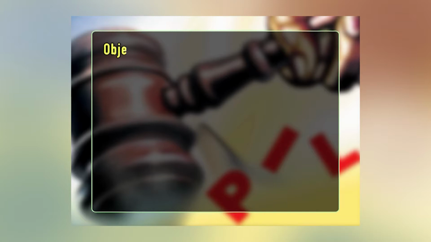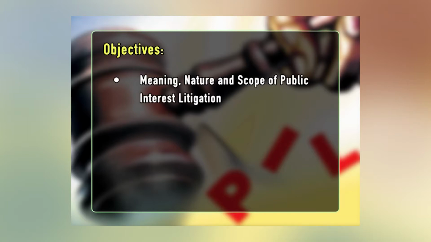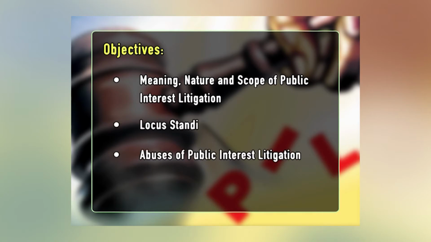Hello dear students, today we are going to discuss public interest litigation. Before going through this topic, first let's have a look at its objectives. First, the meaning, nature and scope of public interest litigation. Second, locus standi. Third, the abuses of public interest litigation. And fourth, to discuss a few cases regarding public interest litigation.